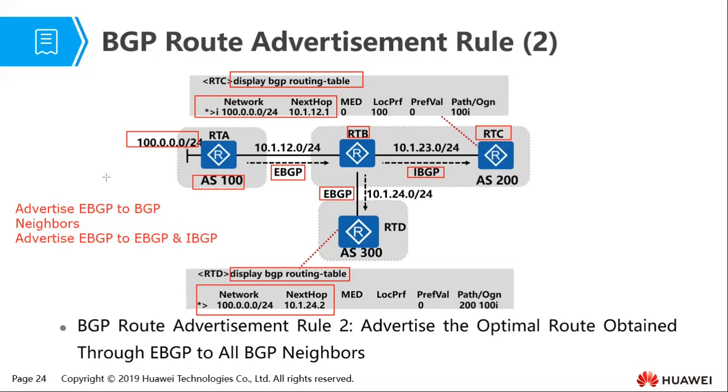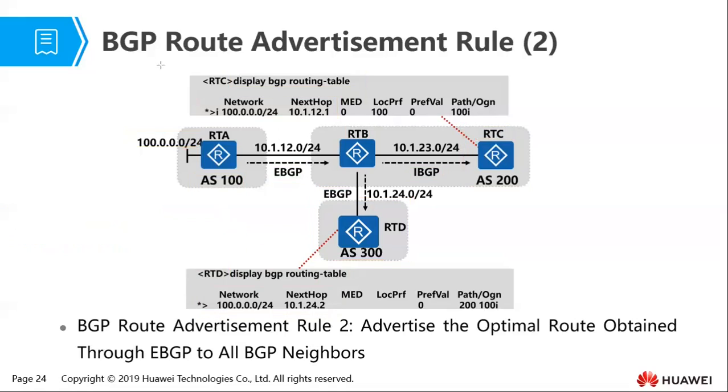So this rule simply says a route that has been learned through EBGP can be advertised to other autonomous systems or to other routers within your autonomous system. That is what RTB has done. So advertise the optimal route obtained through EBGP to all BGP neighbors. We have two types of BGP neighbors, EBGP and IBGP. Okay, so that is rule number 2.